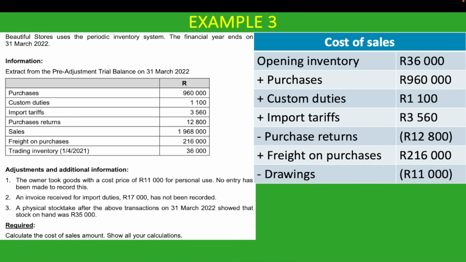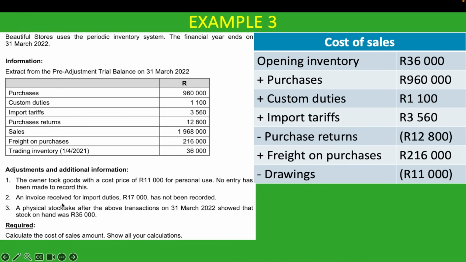Another thing that is important here is that they gave us the cost price. If they gave us the selling price, or the amount that it would have been otherwise sold to someone else, then we'd have to figure out what the cost price is. Because remember, cost of sales looks at the cost price. How much did it cost me? Not how much am I going to sell it for. No, it's only how much it cost me. So that is why we're deducting only the cost price.